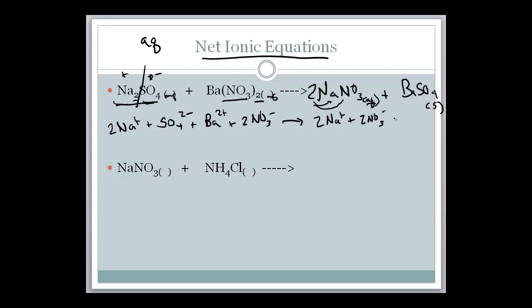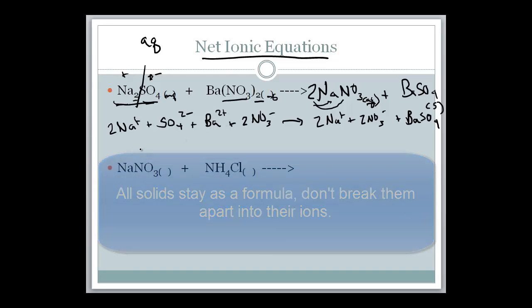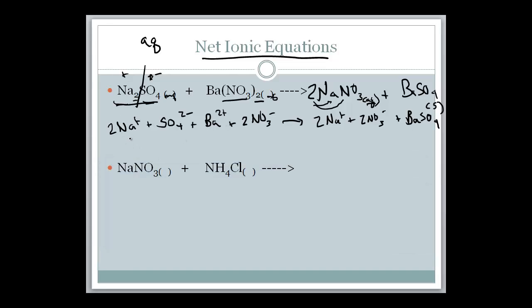Don't forget your charges. Now barium sulfate is solid, so we are going to write that as barium sulfate. Alright, the next step in this process is everything that is the same on the reactant side and the product side we cross out. The reason is if it doesn't change, we're not interested in it. So we have the sodium ion as a reactant, it's still an ion as a product, so we're going to cross that out. The sulfate, on the other hand, here it's an ion, but here it's part of a compound, so we're going to keep that.